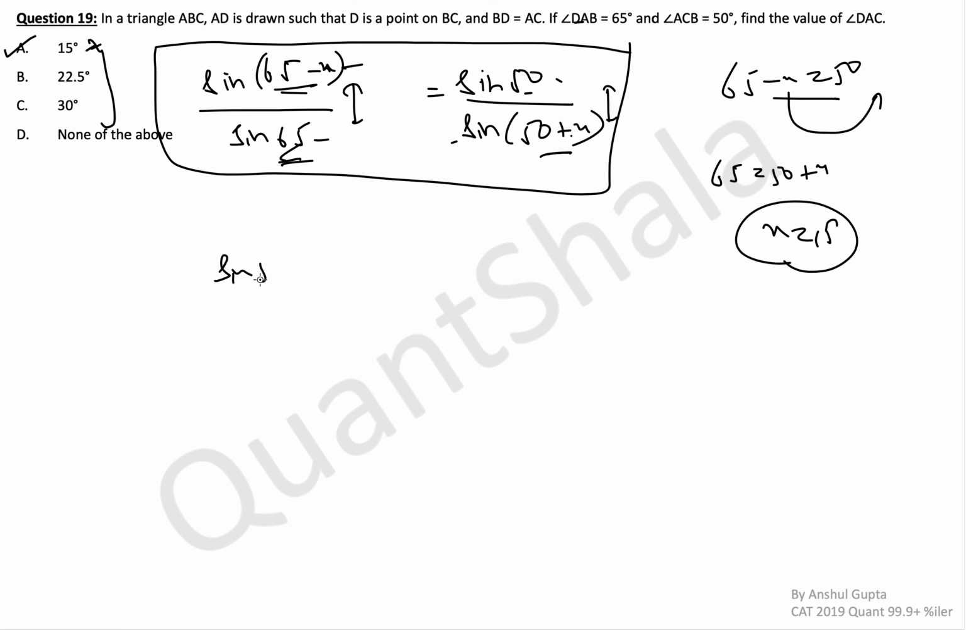What does it become? Sine 50 by sine 65. And here the RHS, what does it become? It becomes sine 50 by sine 65. Clearly these are matching. Okay, so you can mark the answer as 15.